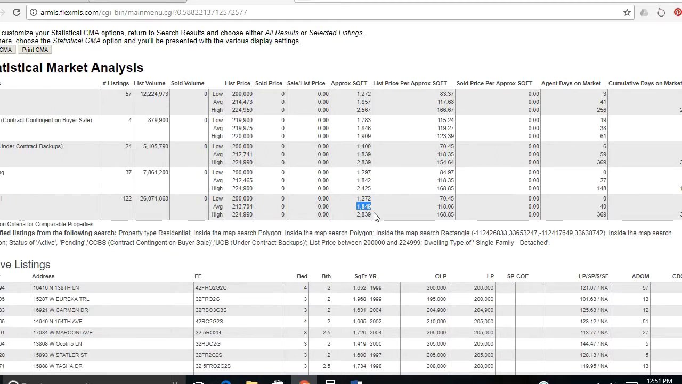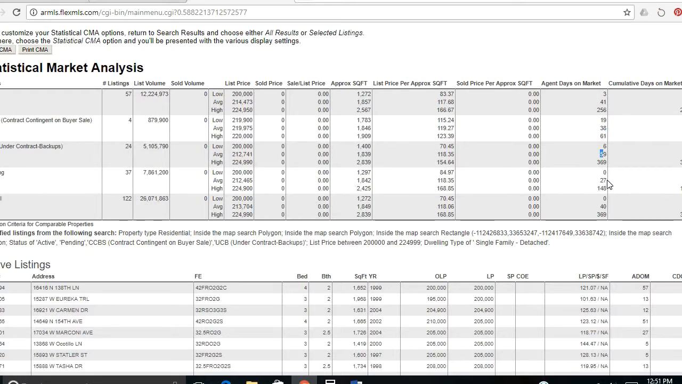The average days on market overall is 40. Now here's where it gets a little sticky. So we wanted to know what's the average pending days on market, right? Well, we have 3 categories here. For CCBS, it's 38 days. For UCB, it's 59 days. And 27 days for pending, right?